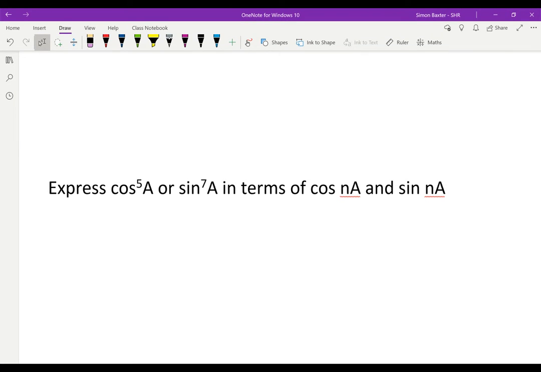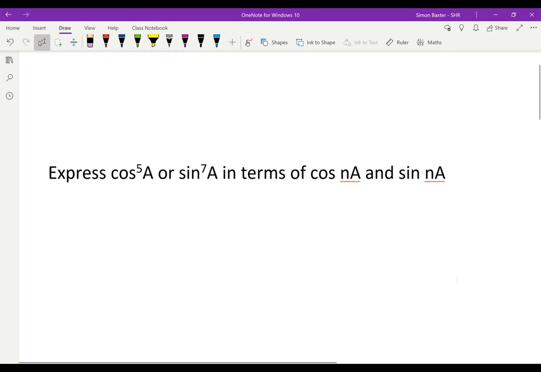In the last video, we looked at expanding things like cos 5A and sine 7A in powers of cosine A and sine A. In this video, we're going to go the other way. We're going to start with a power of cosine, say cos to the power 5, or a power of sine, sine to the power 7, and see how we can expand them in terms of cos 1A, cos 2A, cos 3A, or perhaps sine 1A, sine 2A, sine 3A, etc.